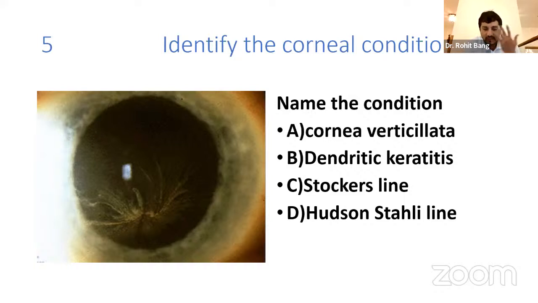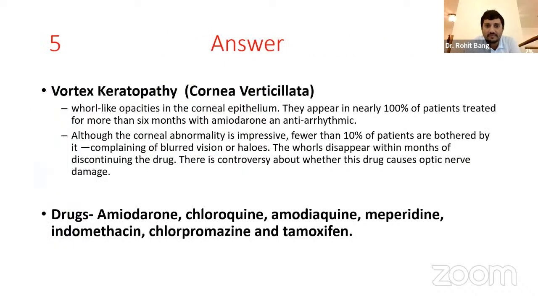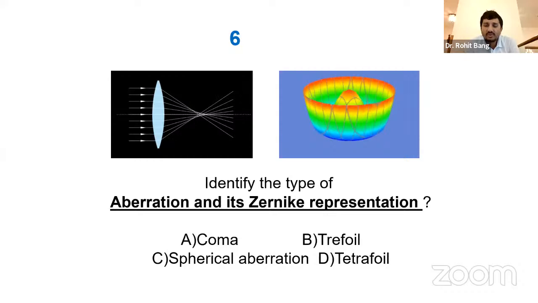So the answer is it's a cornea verticillata, or it's also called vortex keratopathy, associated with drugs like amiodarone or chloroquine or chlorpromazine, indomethacin, or tamoxifen, which is used for CA breast. So the next question, a little not so easy.